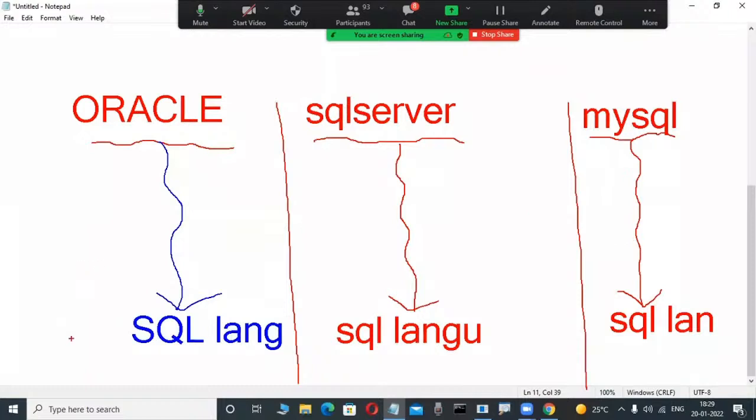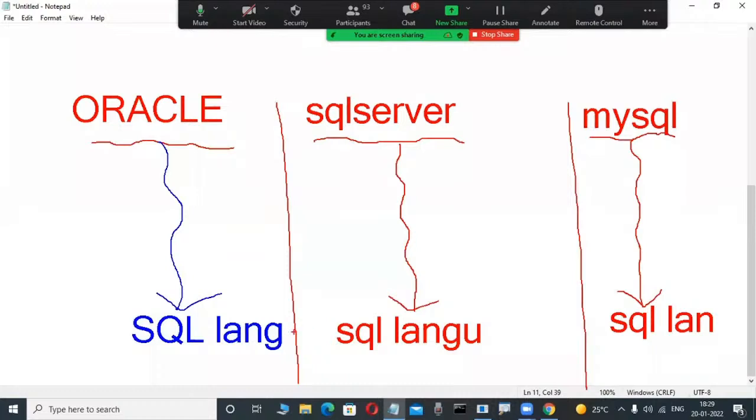These all persons are using a what? A SQL language only, but are all these SQL languages the same or different? Only one answer is correct. Easy. Maybe some technical persons are there in our class, they can tell. Are all these SQL languages the same or different?